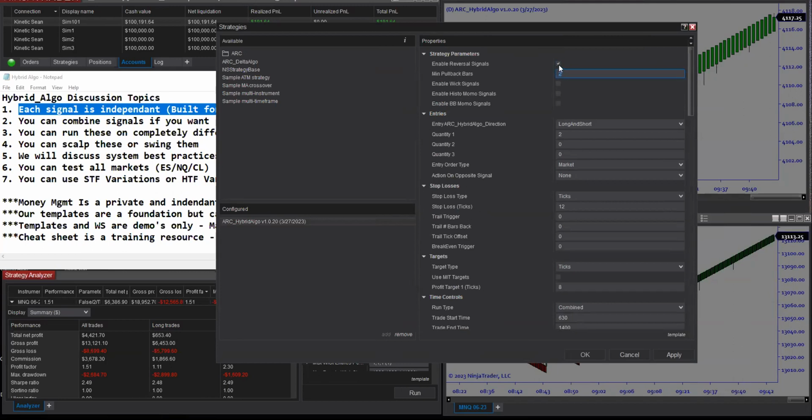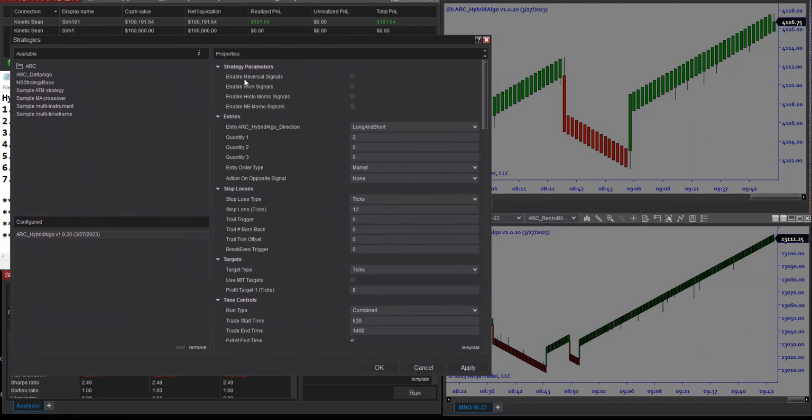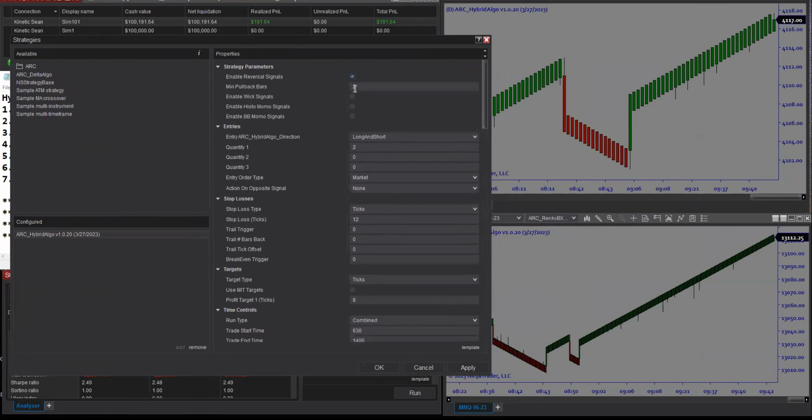So let me talk about them one at a time. We're going to explain the logic behind each one, and then we'll go into testing results. I really want you to understand the foundation to the signal. So if I open up the reversal signal here and click on this, this basically means that I can control the pullback. Well, what does that mean?